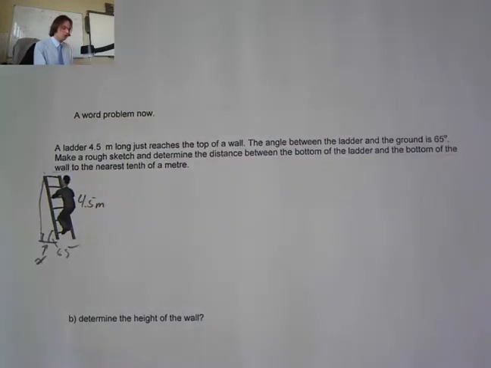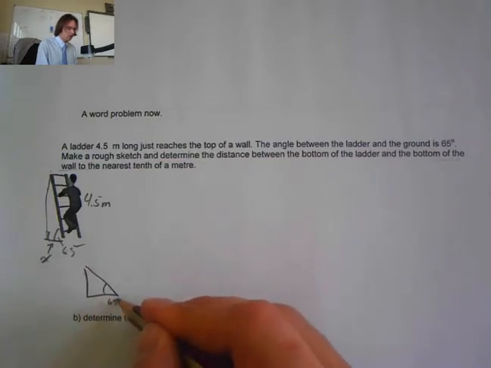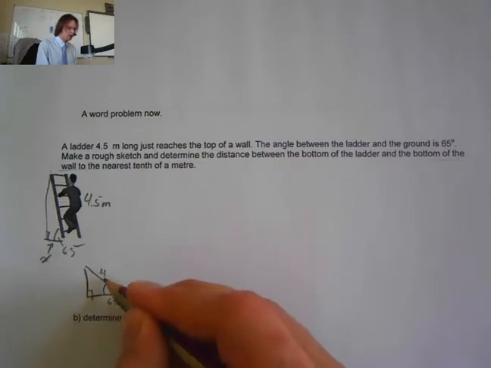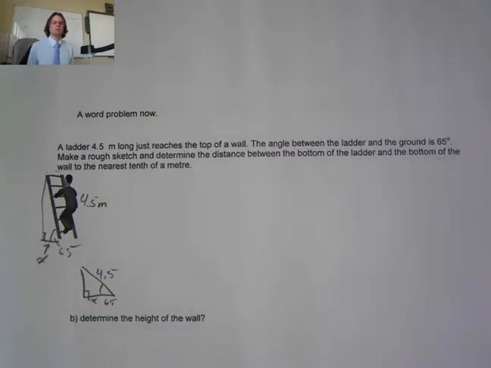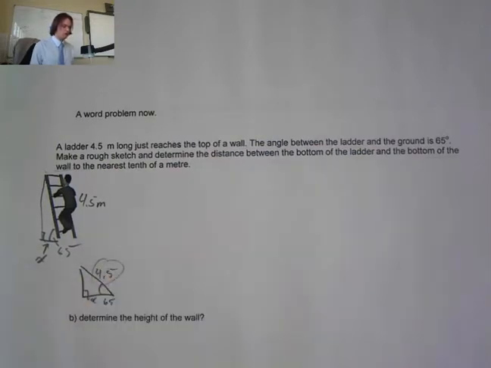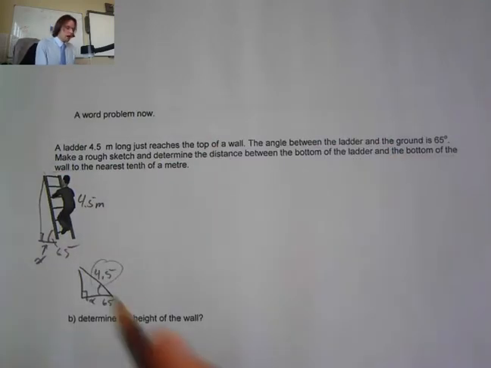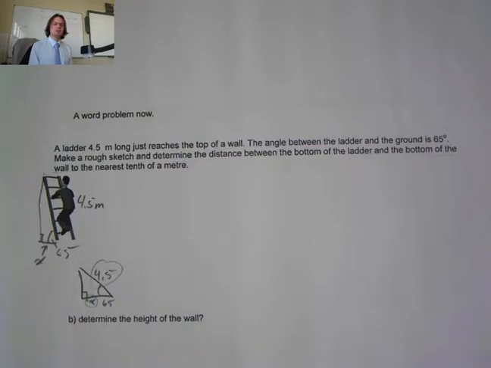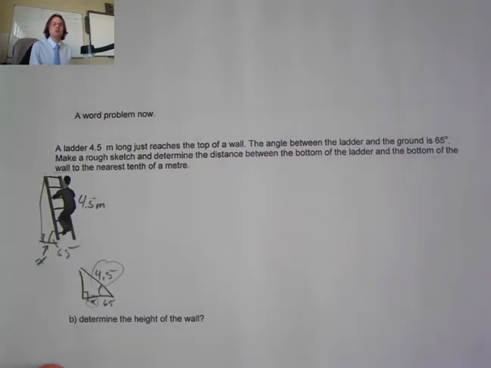Okay, so if I was to redraw that, it's going to look like this. We know this is 65. This is my right angle. This is 4.5. And this is what we're trying to figure out, that x. Well, I look at this, what do I know? I know the hypotenuse, right? So if we look at SOHCAHTOA, I know the hypotenuse. So we're either looking at sine or cosine. I want to find my adjacent. So for adjacent, we're going to have to use cosine.